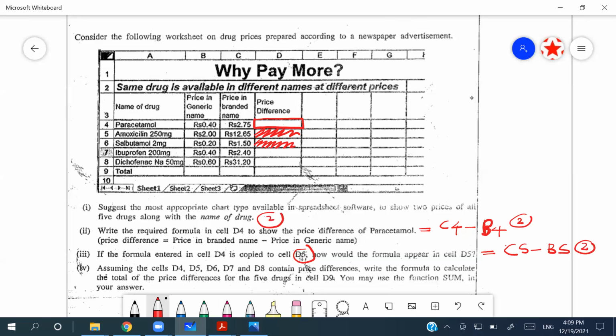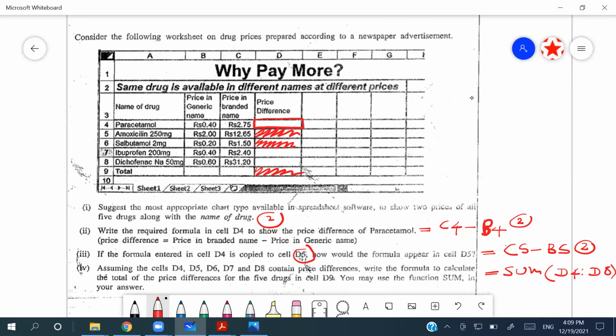The last question says, assume the cells D4, D5, D6, D7, D8 contain the price differences. Write the formula to calculate the total of the price differences from the 5 drugs in cell D9. It's very easy stuff that they have given. Equals SUM, and the range is going to be D4 colon D8.